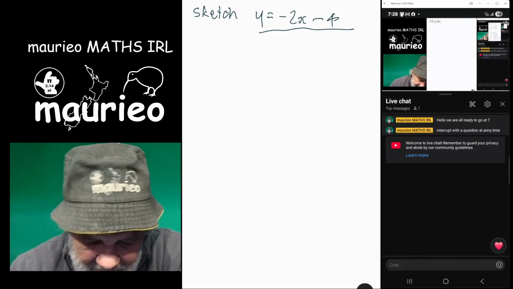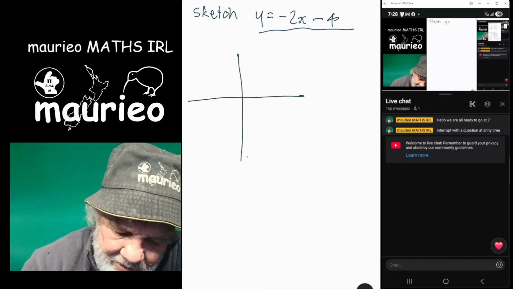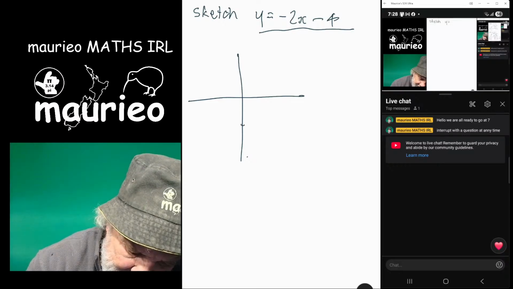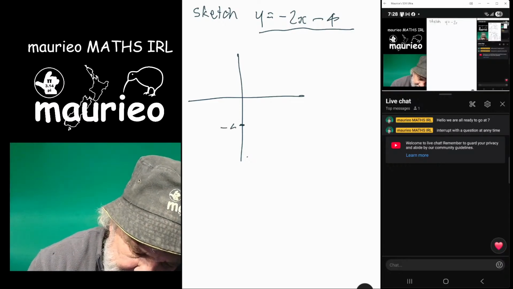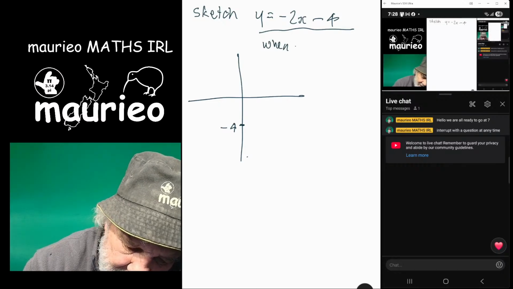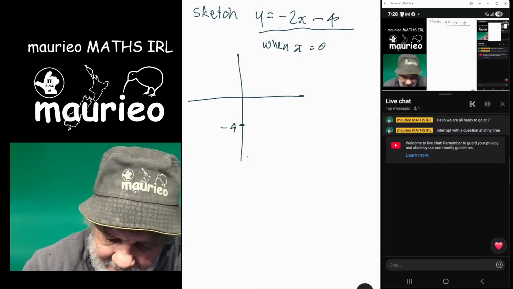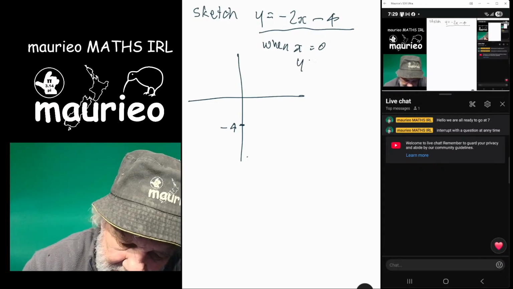And let's have a look at that. It's in the form y equals mx plus c, so we know that our y-intercept is going to be -4. We can just check for that when x equals 0. That will become 0, and we get y equals -4.